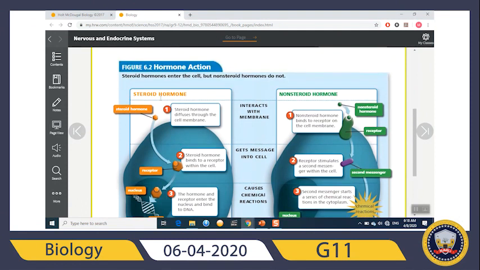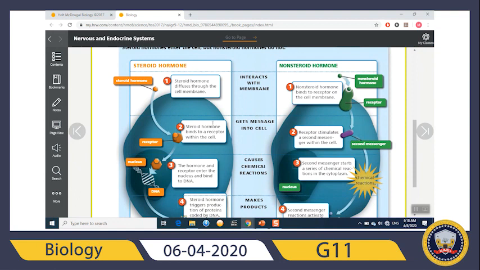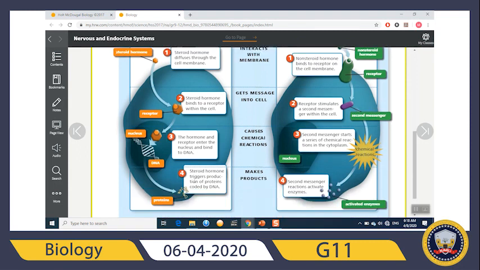The hormone action, figure 6.2. So, the steroid hormone diffuses through the cell membrane. After it diffuses through the cell membrane, it binds to a receptor inside the cell. Now, this receptor will take the hormone and enter the nucleus. After it enters the nucleus, it will bind to DNA. After it binds to the DNA, the hormone will trigger the production of the protein coded by that DNA.